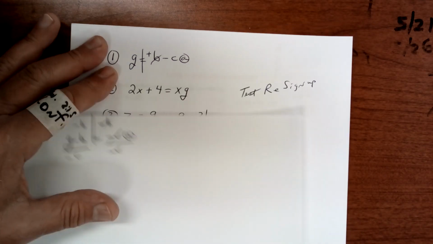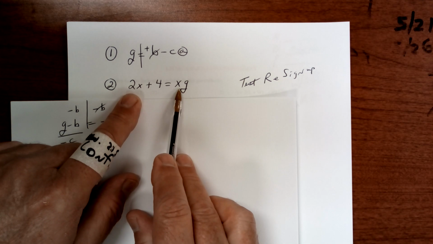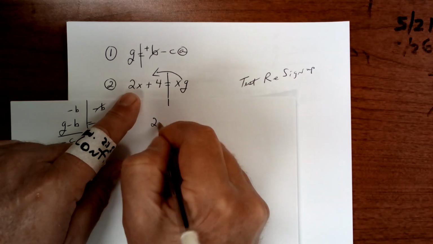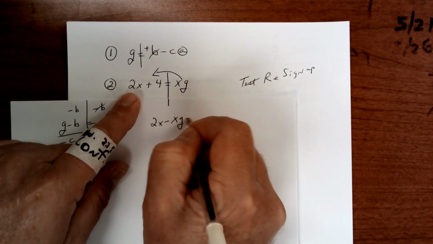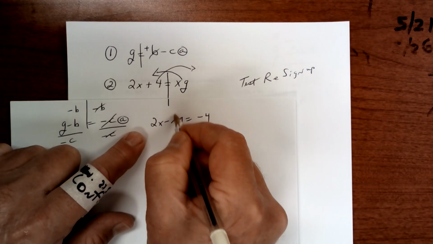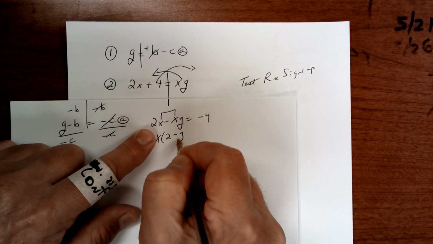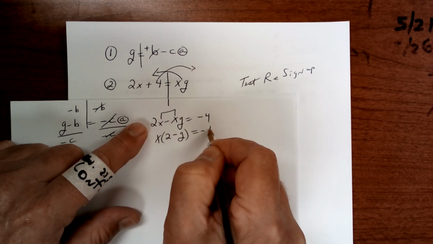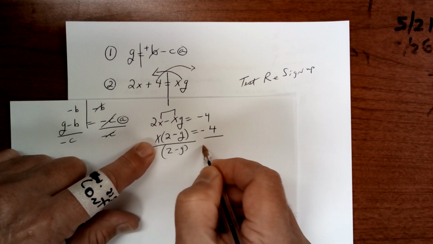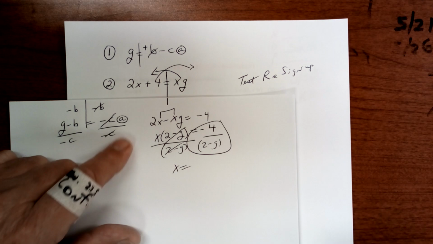This one right here, you have X's in two spots. So what you want to do is get them on the same side. So I would move this one over. So you're going to get 2x minus xg is equal to a negative 4. And then I would factor out the x, and you're left with 2 minus g. And then you want to divide by 2 minus g. And then you're done. That's what x equals. Let's keep going.